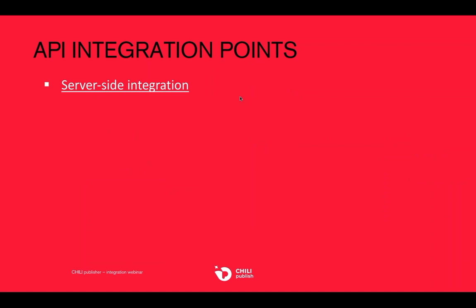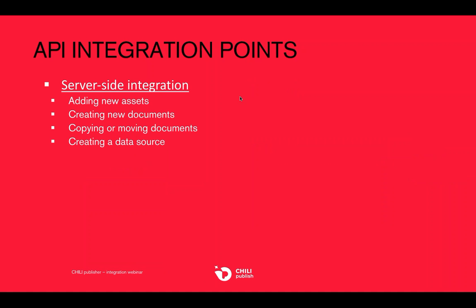Now, a few different ways that we integrate, a few of these integration points as we start to build on each other. There's server-side integration. There's your website asking your server to do particular actions. And those actions might be adding new assets, might be creating a new document, might be copying or moving a document. So when we opened up that business card, it would be making a copy of the template that I was working on and then storing it for that new project. And it might even be creating a data source or some kind of source of different copy that we're going to be populating into our template.